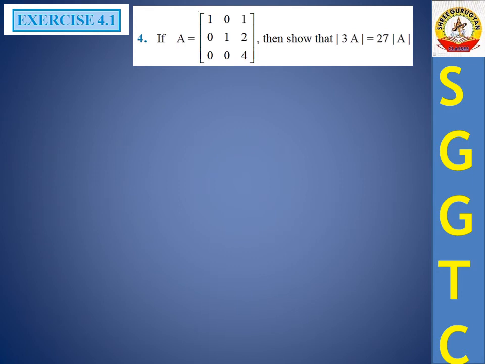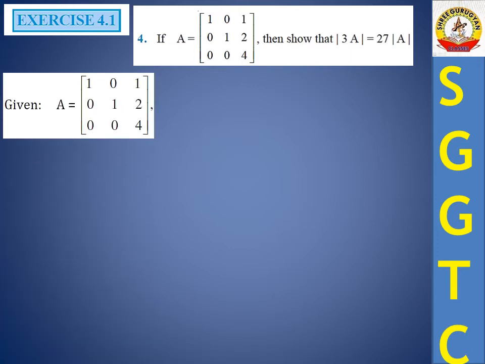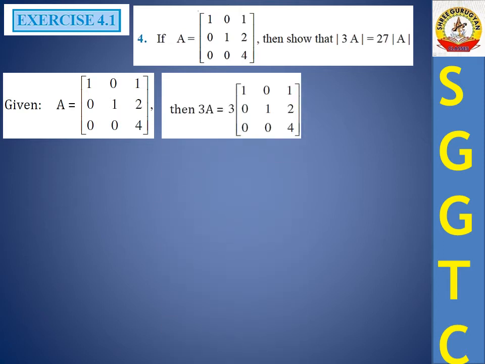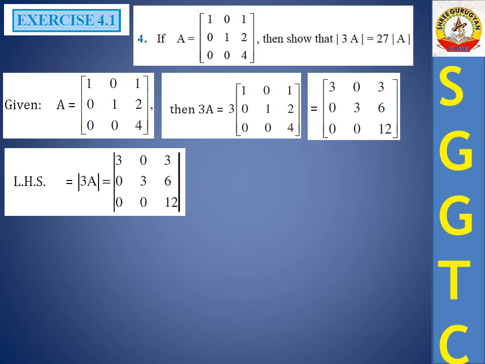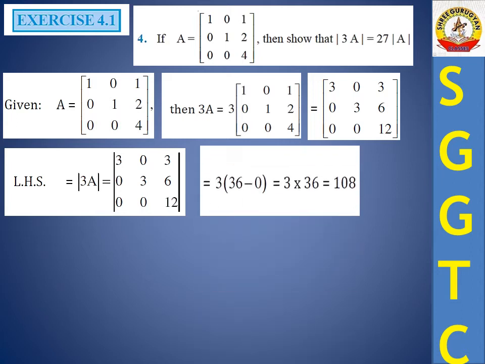4.1. Question number 4. Same sum, but this question is given in 3 cross 3 values. It means 3 rows, 3 columns related. So similarly, I calculate 3A first. After that, I go to the determinant. So given A is 101, 012, 004, and I first derive 3A, which means 3 multiplied by all values of the given matrix. In that way 303, 036, 0012, and now I start LHS. My LHS value is determinant of 3A. So apply the values 303, 036 and 0012 in the determinant and solve by our definition.